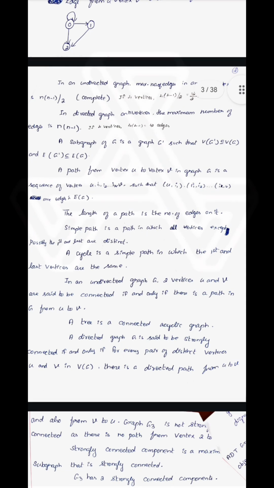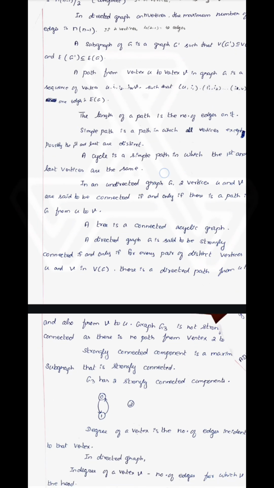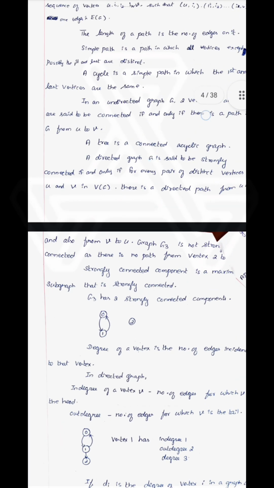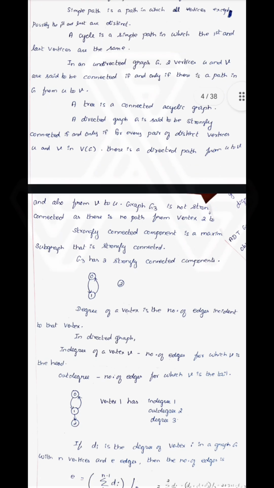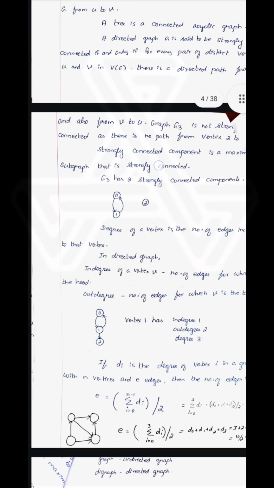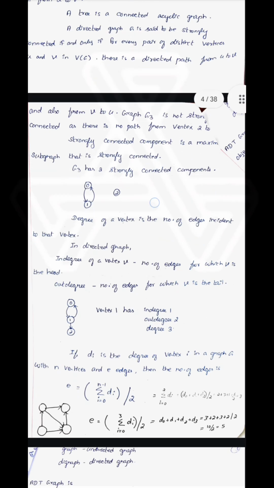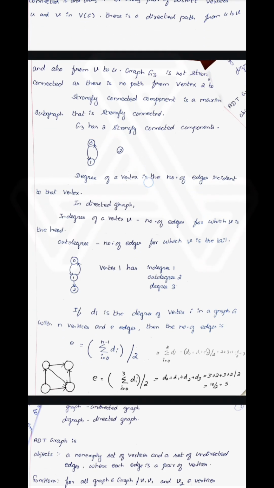In an undirected graph G, two vertices u and v are said to be connected if and only if there is a path between u and v. A tree is a connected acyclic graph. A directed graph G is said to be strongly connected if and only if for every pair of distinct vertices u and v in V(G), there is a directed path from u to v and also from v to u. Graph G3 is not strongly connected as there is no path from vertex 2 to this vertex. A strongly connected component is a maximal subgraph that is strongly connected. G3 has two strongly connected components.